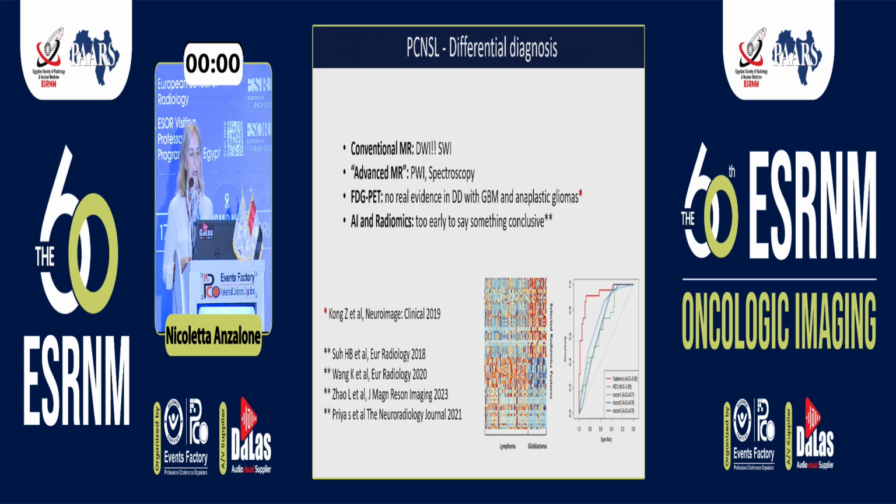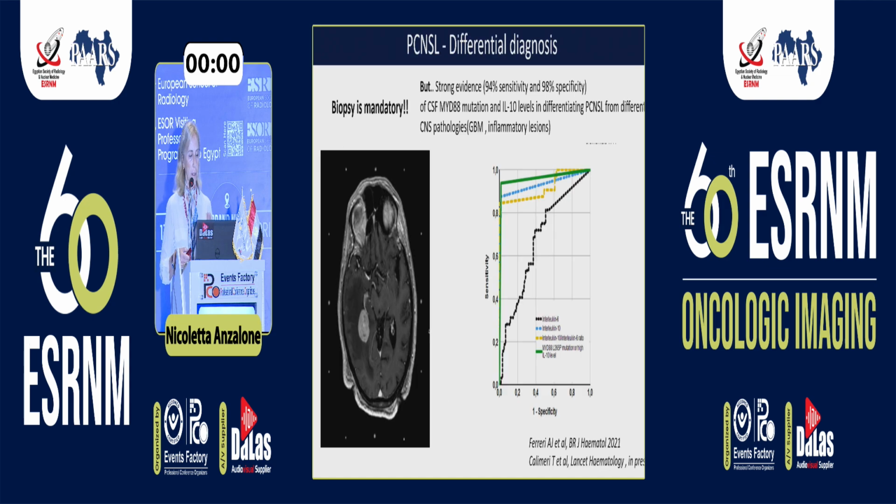There are no conclusive data on FDG PET in the differential diagnosis, and we are still at the beginning of the application of AI and radiomics to say something conclusive. Here is a picture from a paper in which you may see that in radiomics there may be a feature that is a little bit different between the GBM and the lymphoma. And when they asked readers to make the differential diagnosis, the AI accuracy was higher, but this is just one study.